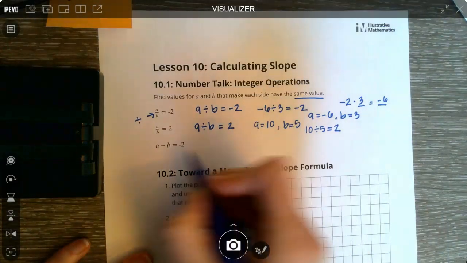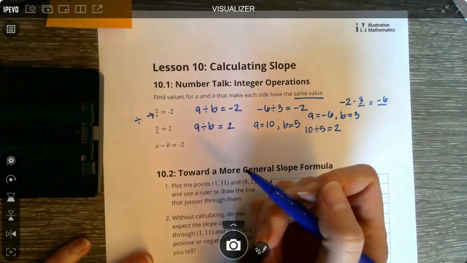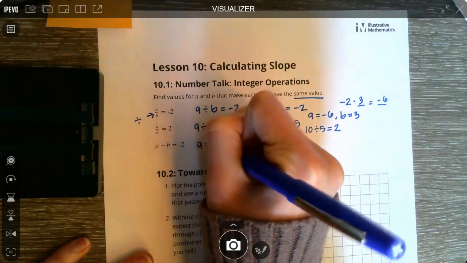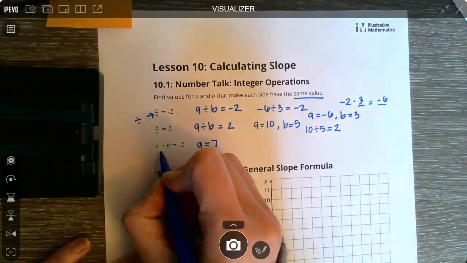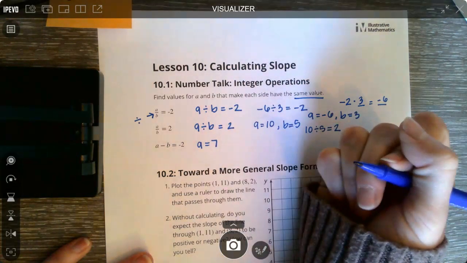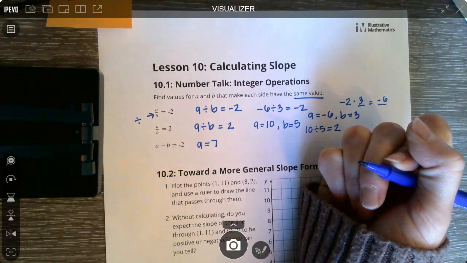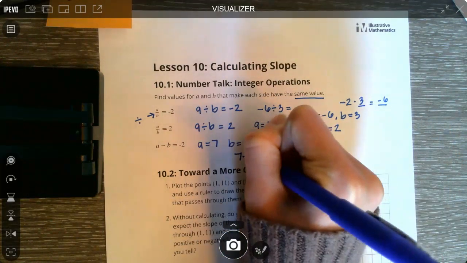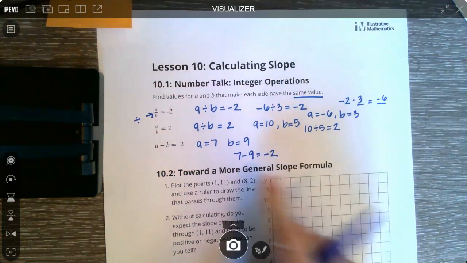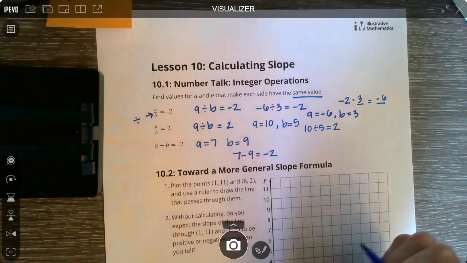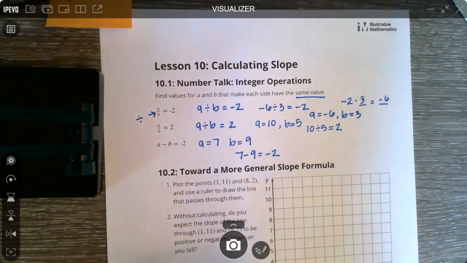All right, last one. Something minus something is -2. All right, well, let's just start with the something. Let's say A equals 7. All right, well, if A is 7, 7 minus something has to be -2. All right, well, 7 minus 7 is 0. I need to take away 2 more than that. So that would mean B is 9. 7 minus 9 is -2. Again, you can pick many numbers, right? I could have said 5. 5 minus 7 is -2. Okay? So check and make sure that yours make a true statement. All right.